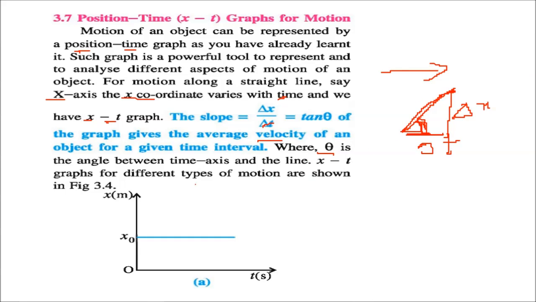So this xt graph we have for different types of motion. For example, you see this is time and this is x, meaning distance. Now here some distance is there, x0. With time this distance is not changing. That means the object is at rest.